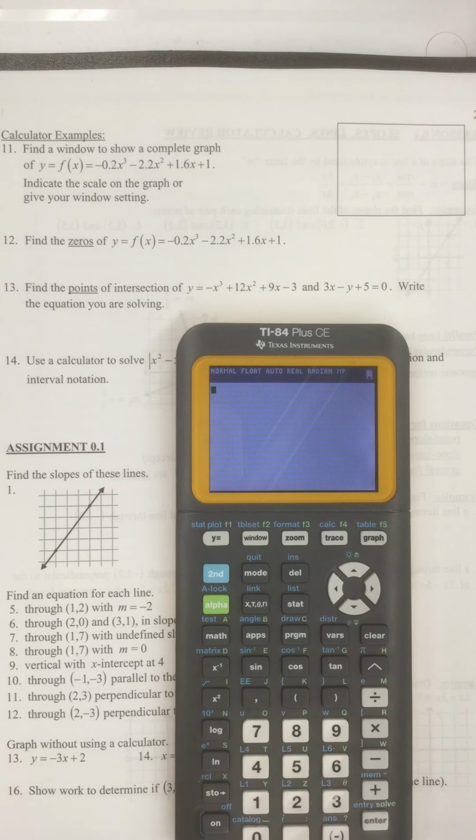So the first example, number 11, says, find a window to show the complete graph of y equals f of x equals negative 0.2x cubed minus 2.2x squared plus 1.6x plus 1. Indicate the scale of the graph and give your window setting. Okay, so let's get started with that. Make sure you have a calculator and follow along in class.